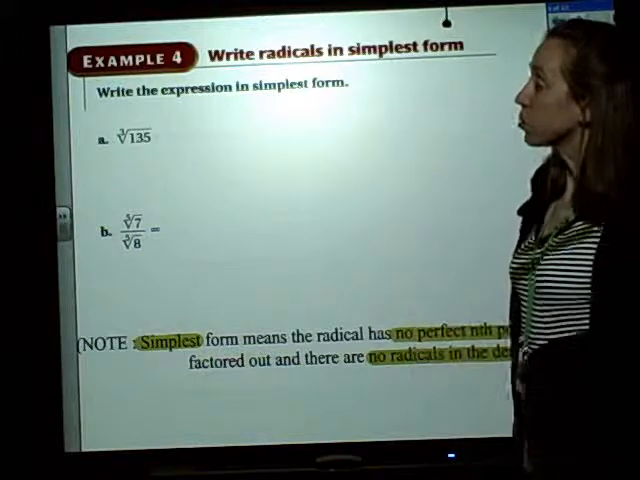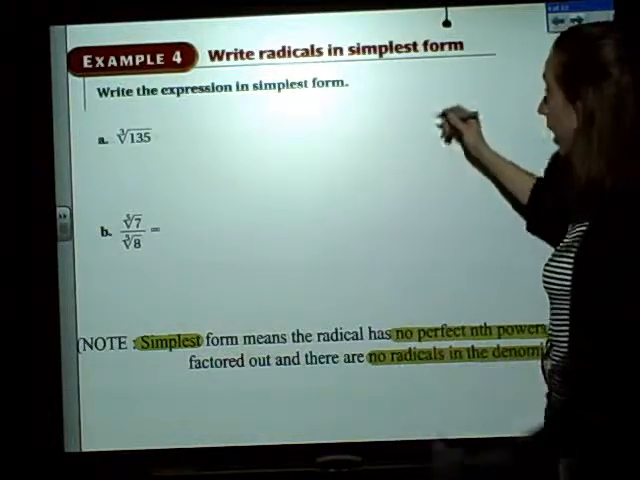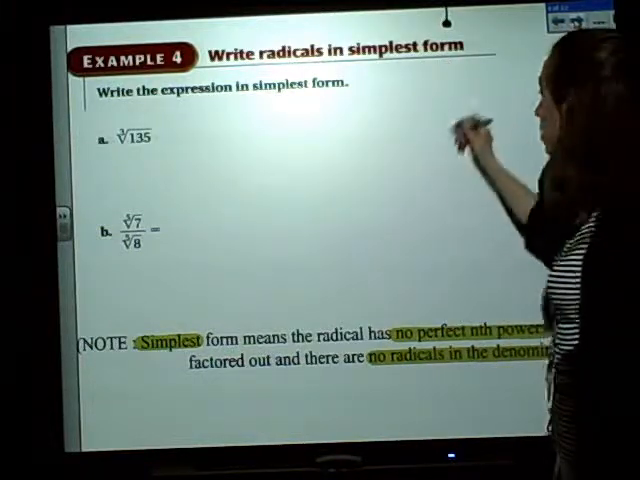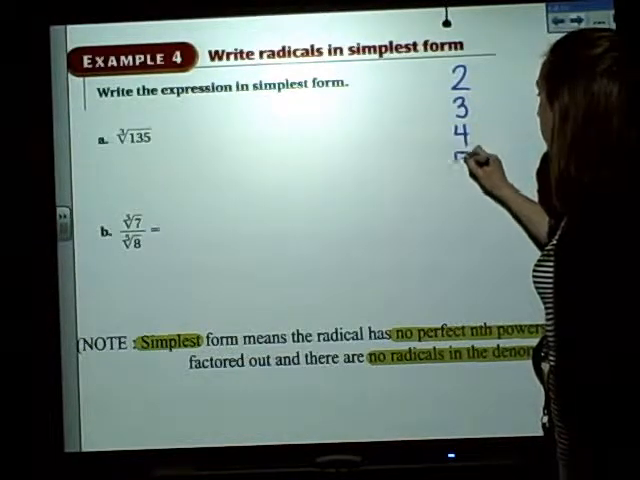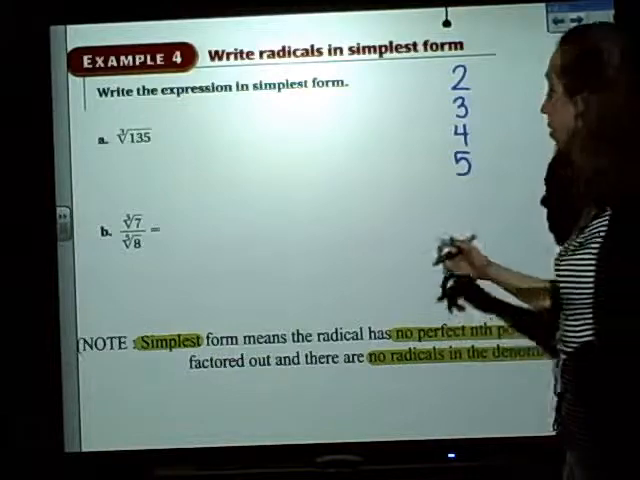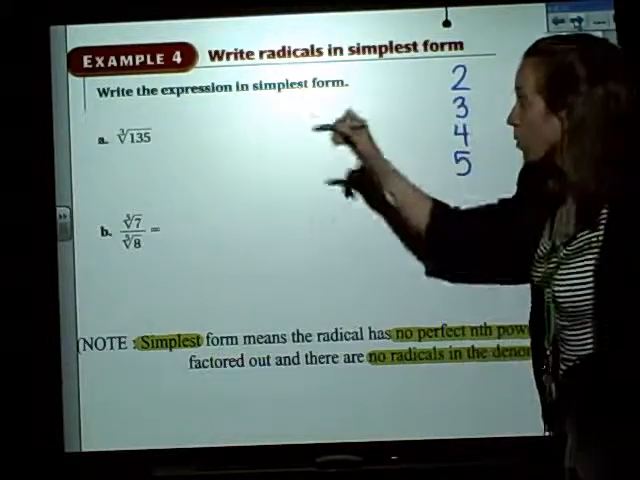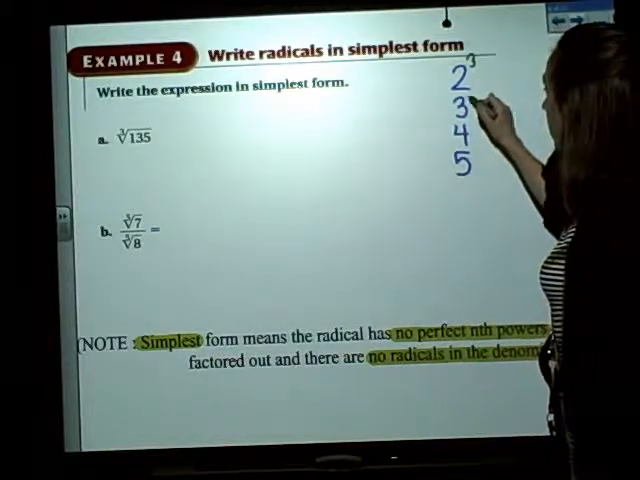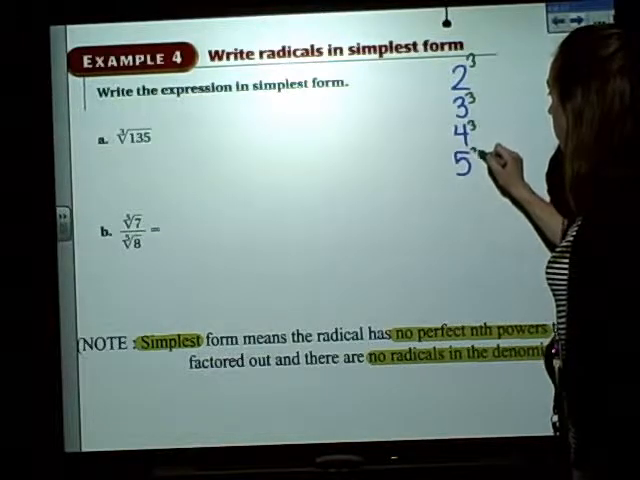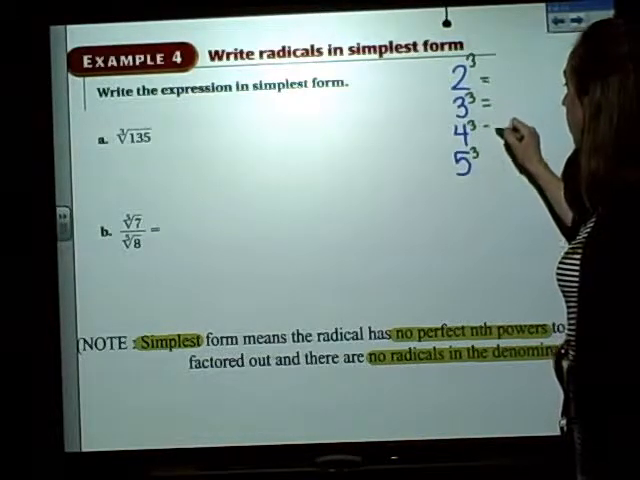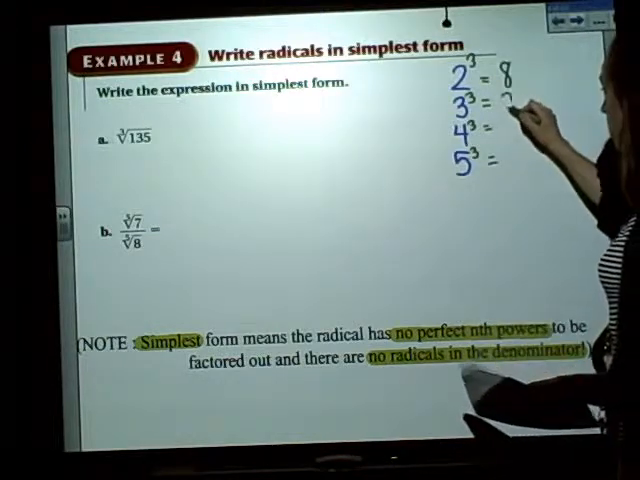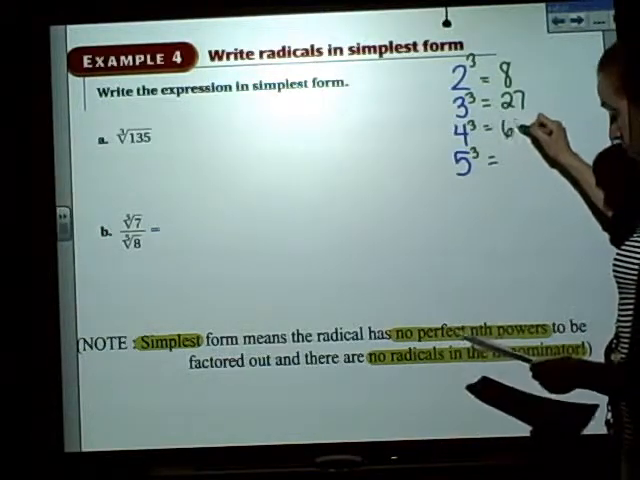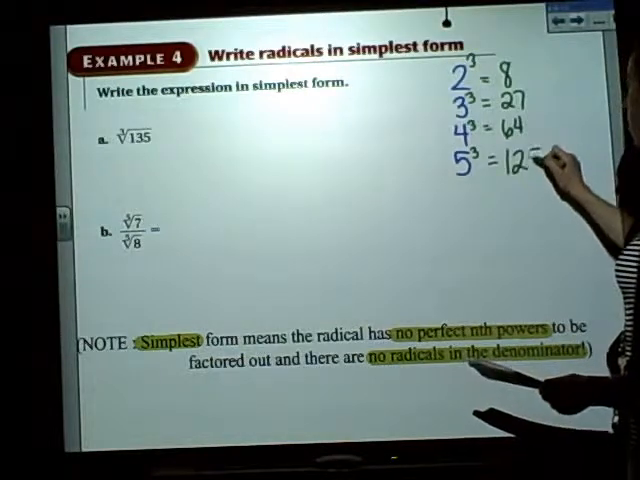So we have a cube root, so we are going to take each of those standard numbers. We're still going to go 2, 3, 4, 5, but we're not going to square them. We're going to raise them to our root, to the third power. Okay? 2 to the third gives me 8. 3 to the third gives me 27, 64, and 125.